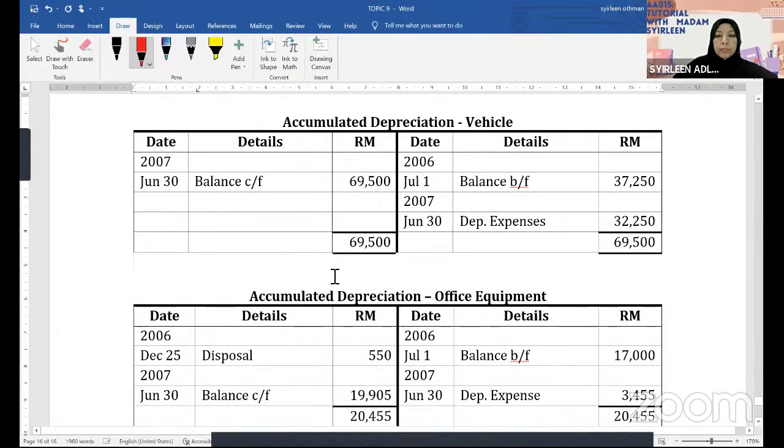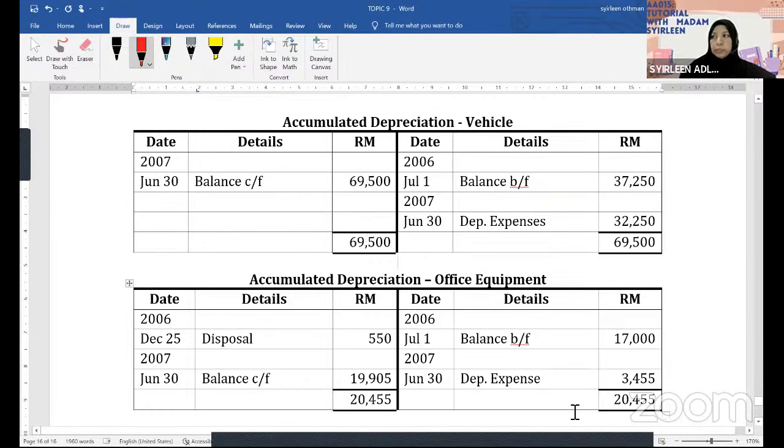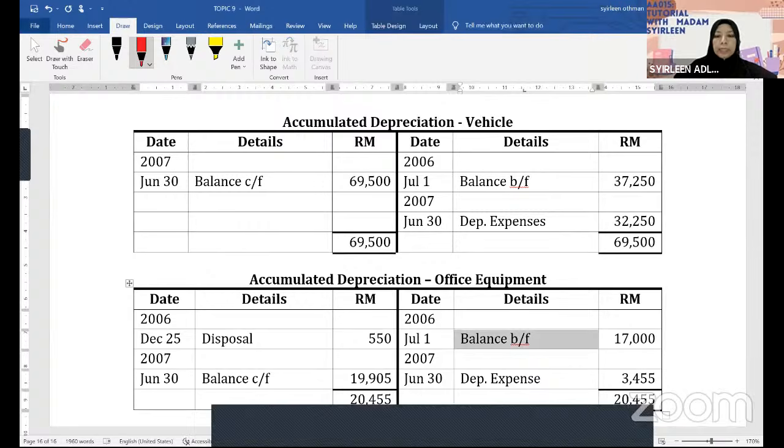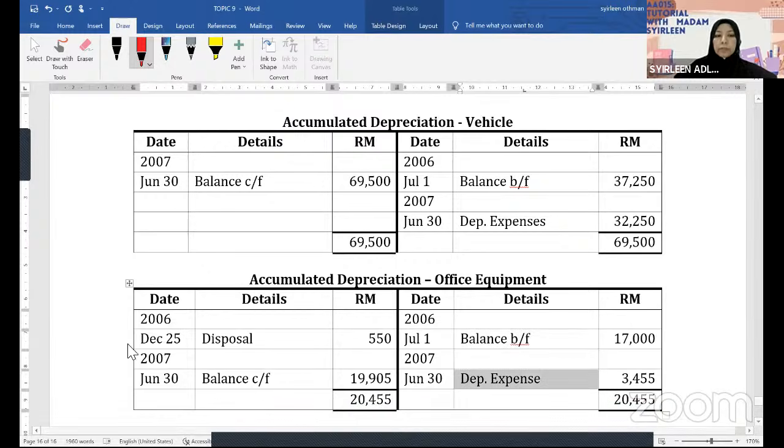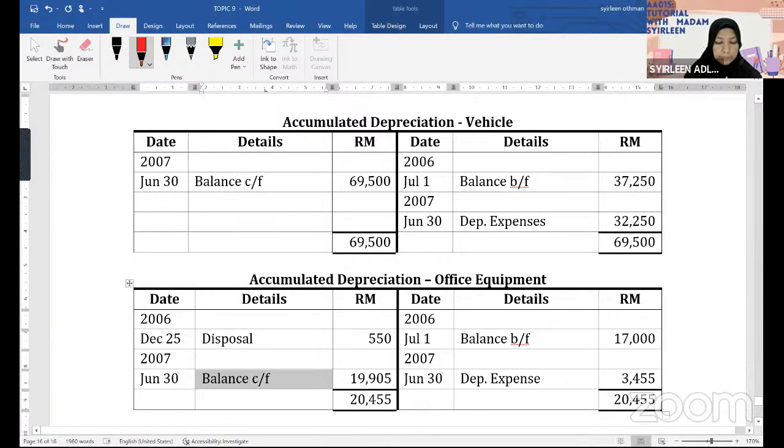So untuk office equipment, sebab you ada disposal tadi kan? Okay. So bila you ada disposal, you have your balance of 17,000 in your accumulated depreciation. And then kita ada depreciation expense 30th of June 2007. Okay, lepas tu December 25th kita ada disposal 550. So balance untuk accumulated depreciation for office equipment to the date ialah 19,905 ringgit. Okay. So far you're okay, right?